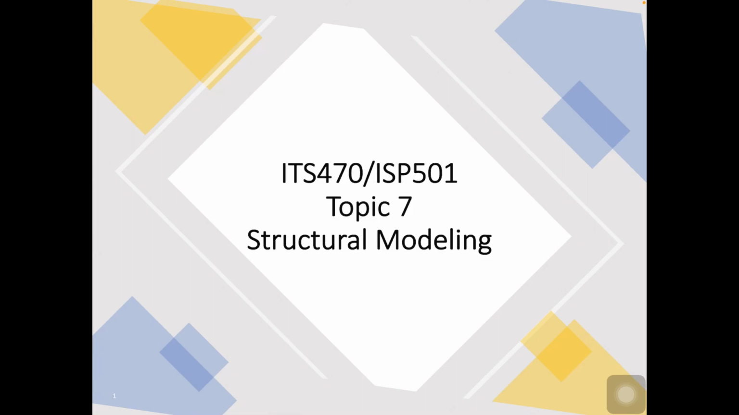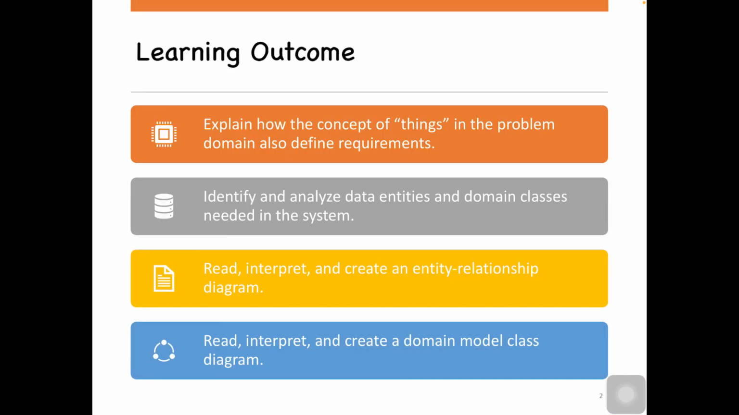Today we will continue with our topic 7, structural modeling. And these are our learning outcomes for today's lecture. At the end of this class, you should be able to explain how the concept of things in the problem domain also define the requirements. Second, identify and analyze data entities and domain classes needed in the system. Third, read, interpret, and create an ERD. And lastly, the domain model class diagram.